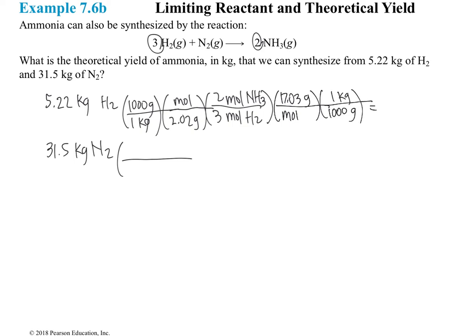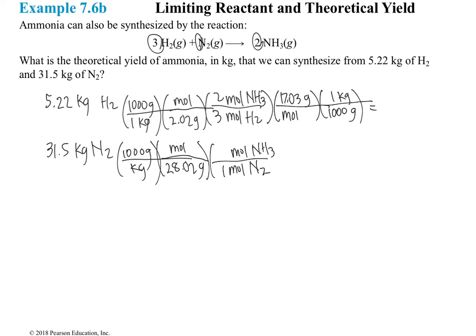For nitrogen, we'll do the same thing. 1,000 grams in a kilogram. And I'll use my molar mass, 28.02 grams per mole. And then I can use my stoichiometric ratio. So moles of nitrogen, moles of ammonia. 1 in front of nitrogen, 2 in front of ammonia, and the rest of it will be the same.